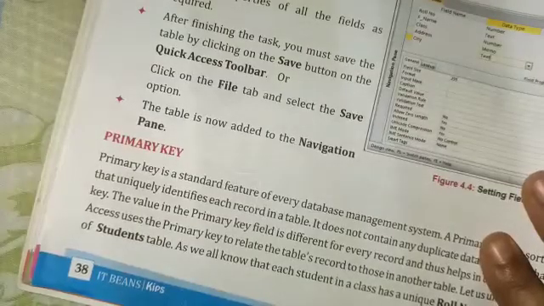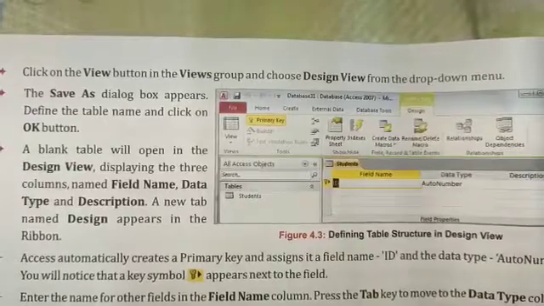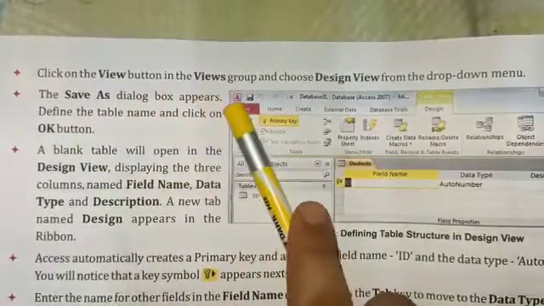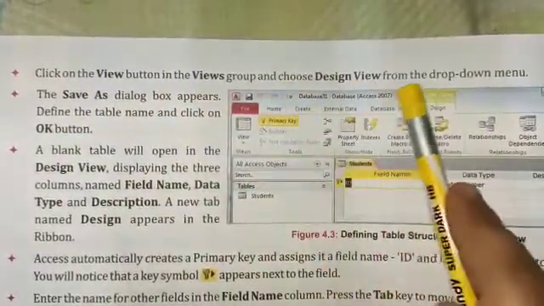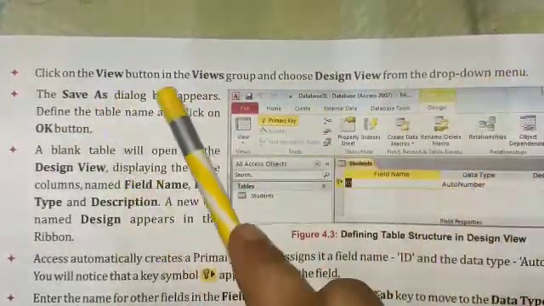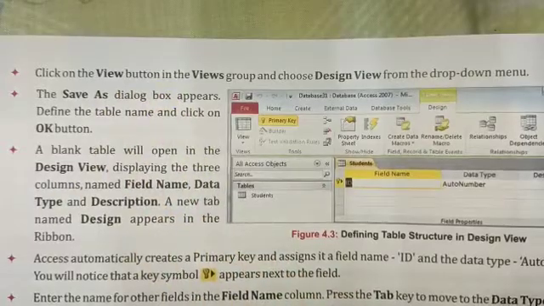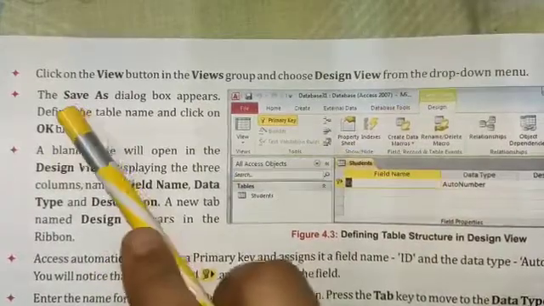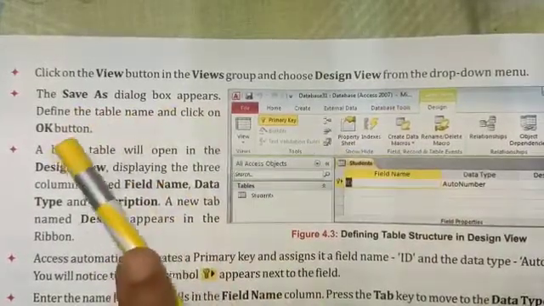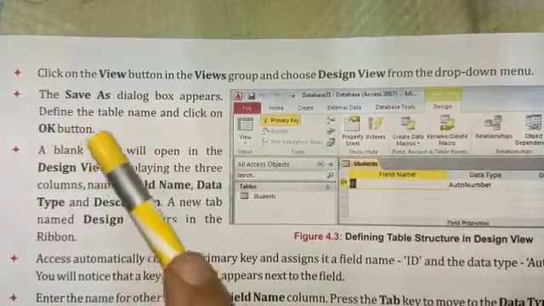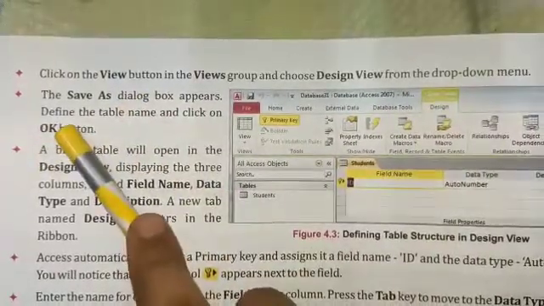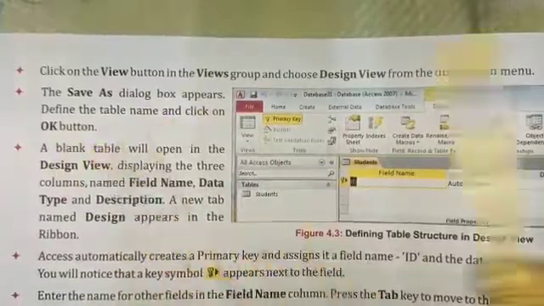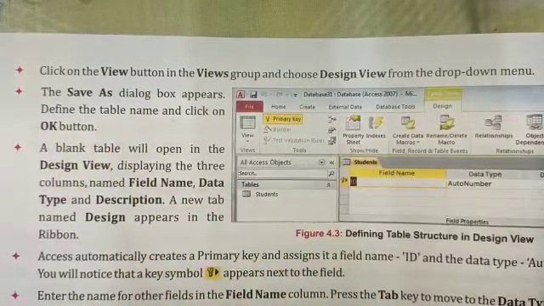Open the next page, page number 38. Next, click on the view button in the views group and choose design view from the drop down menu. The save as dialog box appears. Define the table name and click on the OK button.